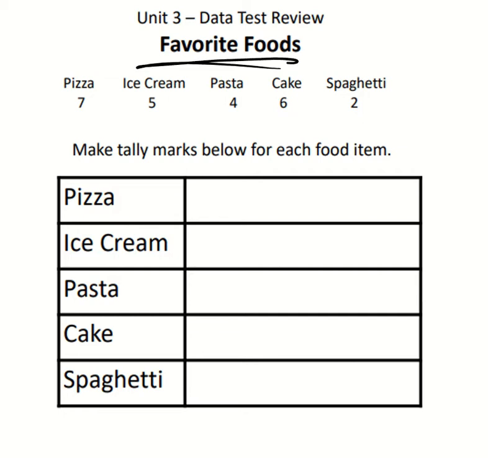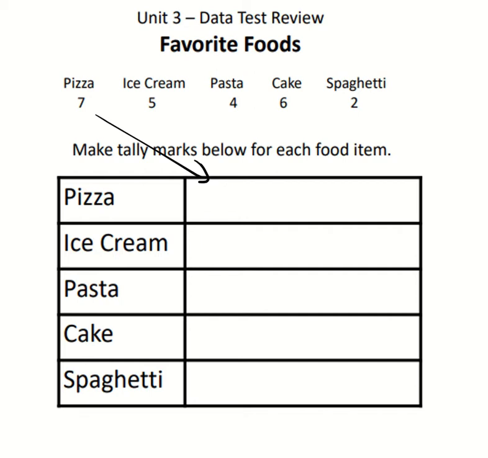So we did a little survey and talked about our favorite foods, and as you can see, we've got pizza, ice cream, pasta, cake, and spaghetti. So for each one of those, boys and girls, we're going to take a look at each of the numbers and then write the tally marks below. So I'm going to start off with pizza. If I look at my number here, I've got the number 7, and we're going to put that in tally marks down below.